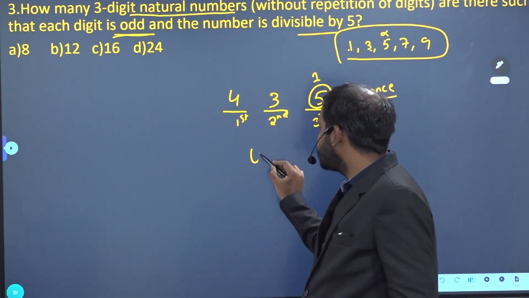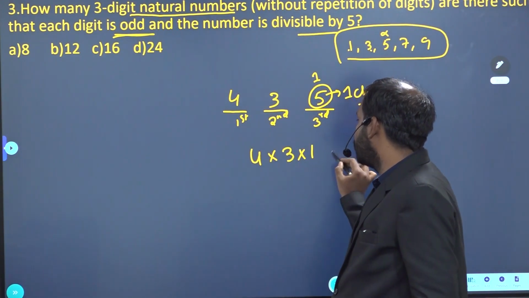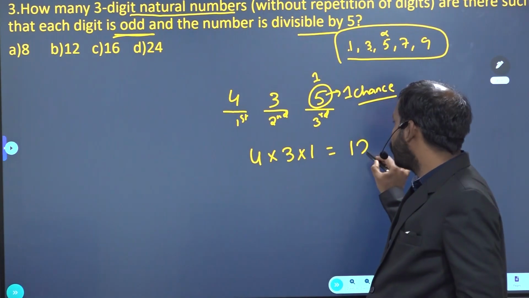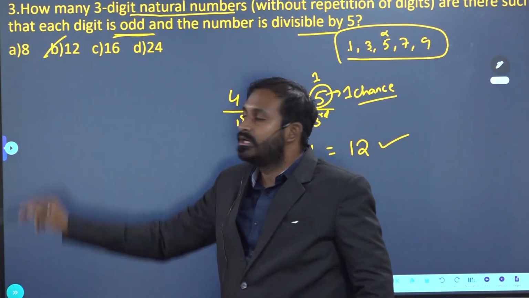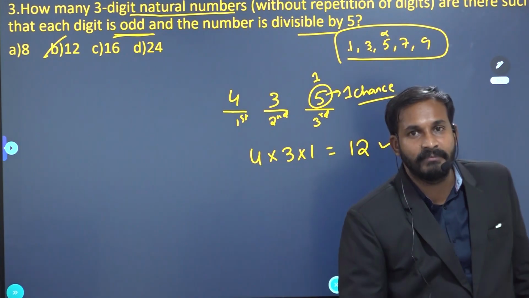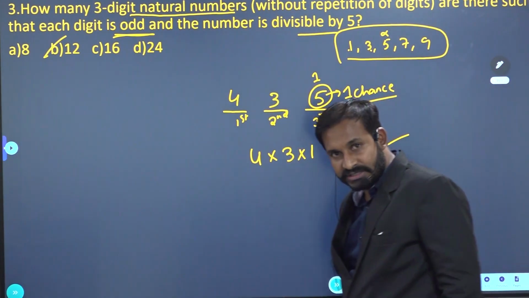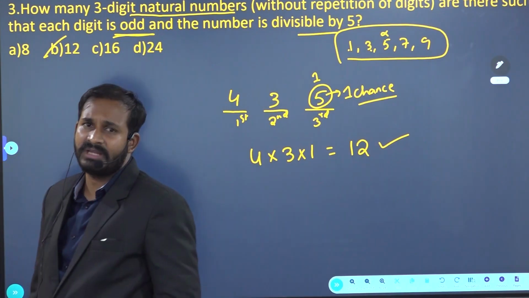So what will be my answer? 4 into 3 into 1. So 4 3s are 12. So total how many numbers are there? 12 numbers. Understood students? This question is nothing but the arrangement.